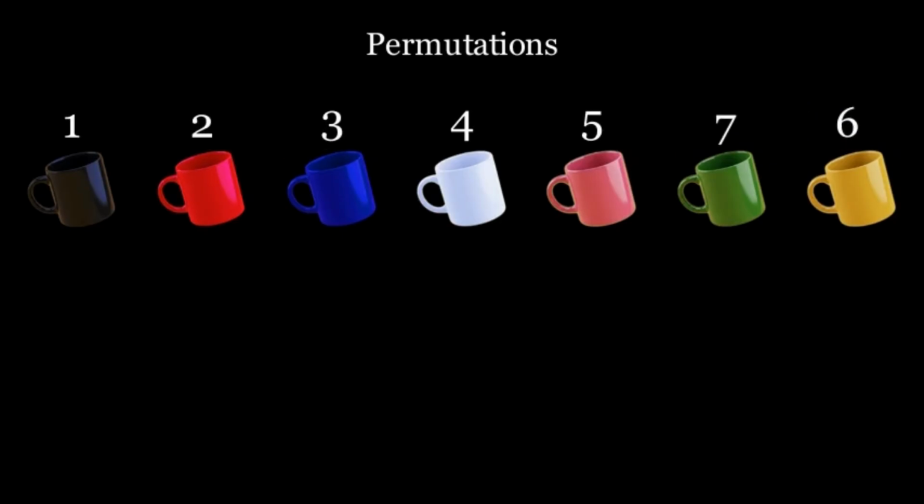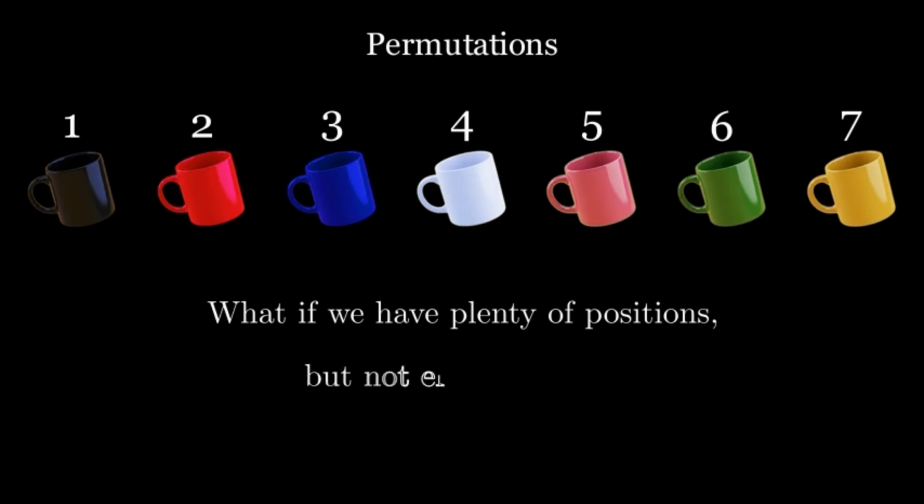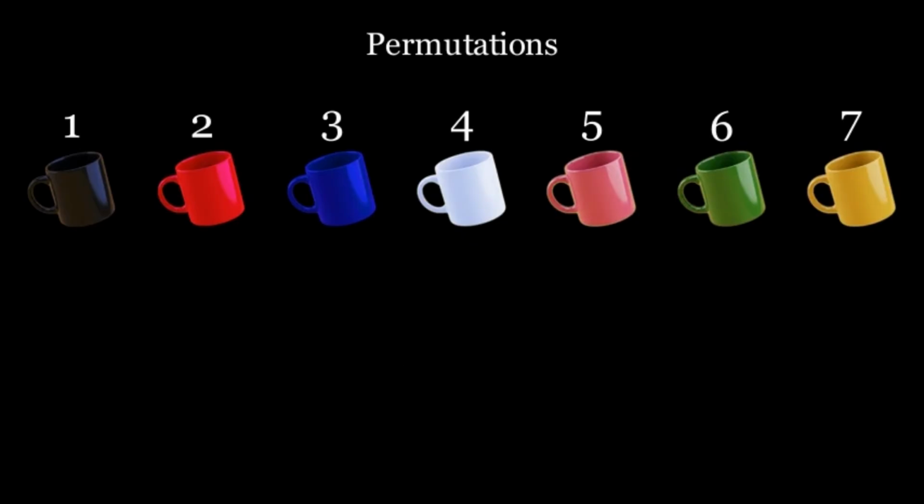The difference is, our last equation only works if you have limited positions and plenty of mugs. But what if I have plenty of positions or containers, but not enough mugs? The equation breaks because you get a negative in the factorial. It doesn't work, so we have to change our whole perspective of the problem.